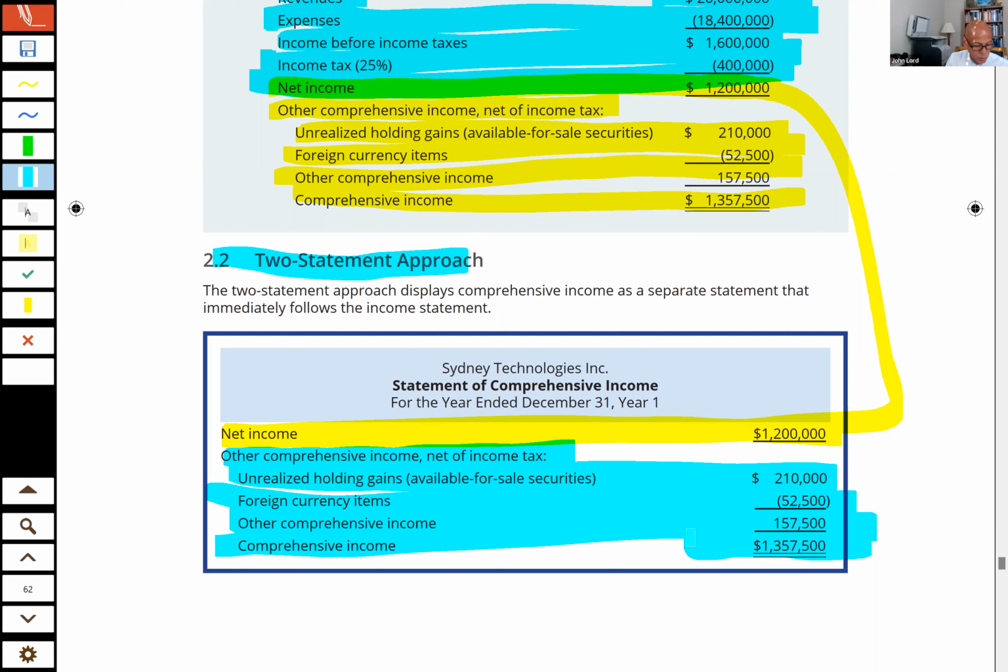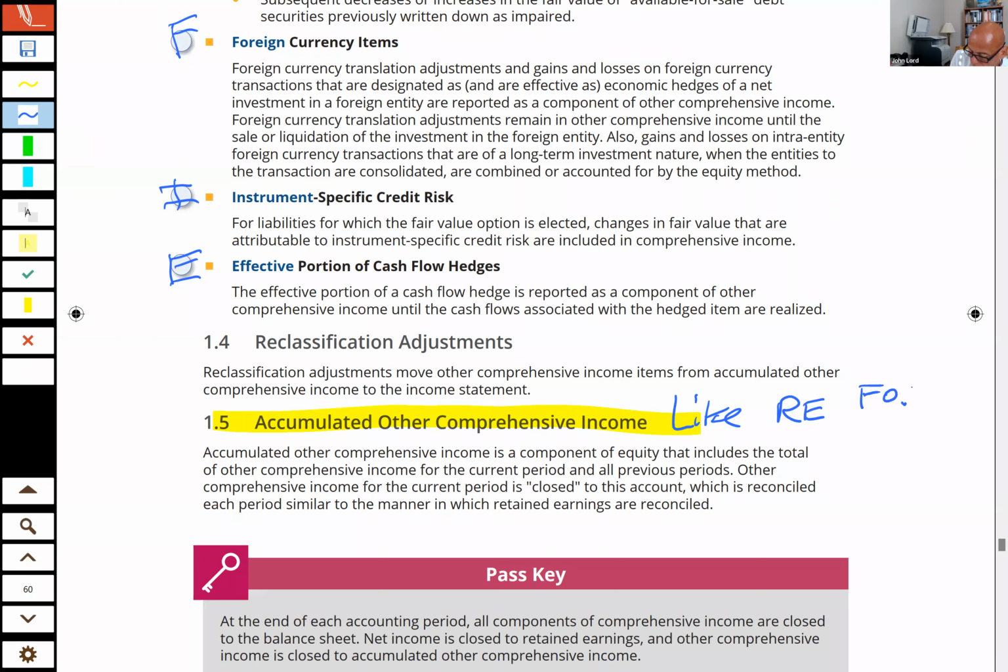Okay, question. Okay, good. Now you come over and they start talking about this idea of accumulated other comprehensive income. And what I want you to do is, right next to this, write a little reminder that this is like RE, retained earnings, for my other comprehensive income.